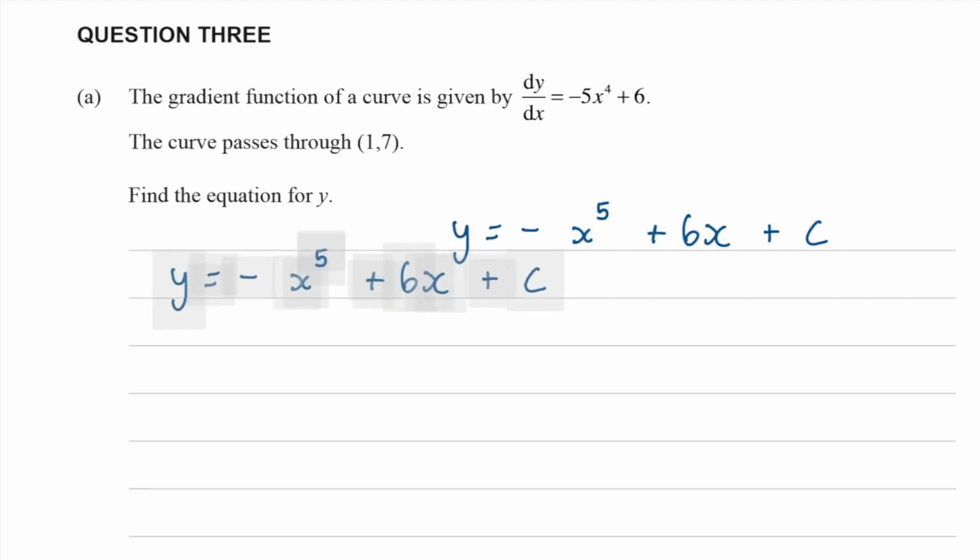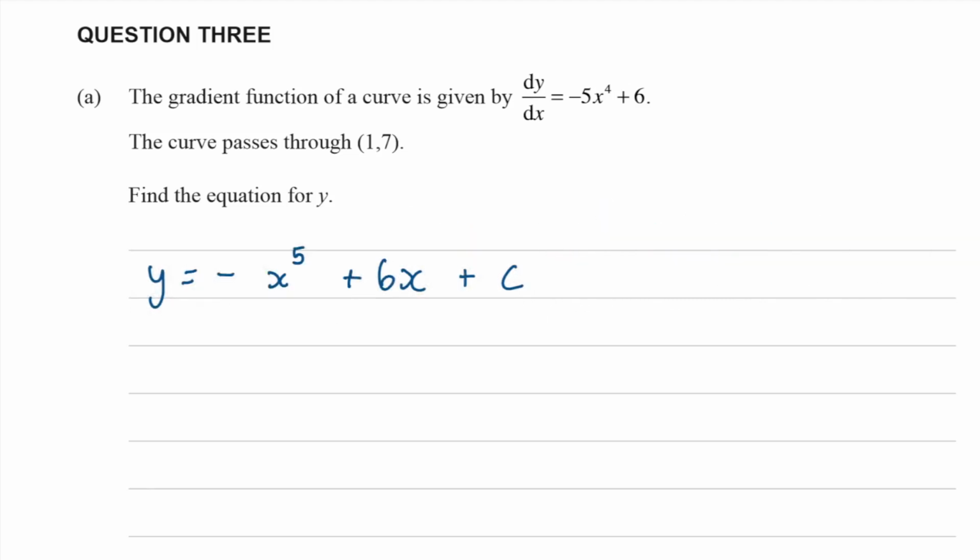Alright, so good progress. Now we haven't found the equation yet, but we're pretty close, right? The last thing we need to do is find c. So in order to find c, we need to know a point that the curve passes through. How convenient. X and y. So in for x, we will substitute 1. In for y, we will substitute 7 in order to solve for c. So let's do that now.